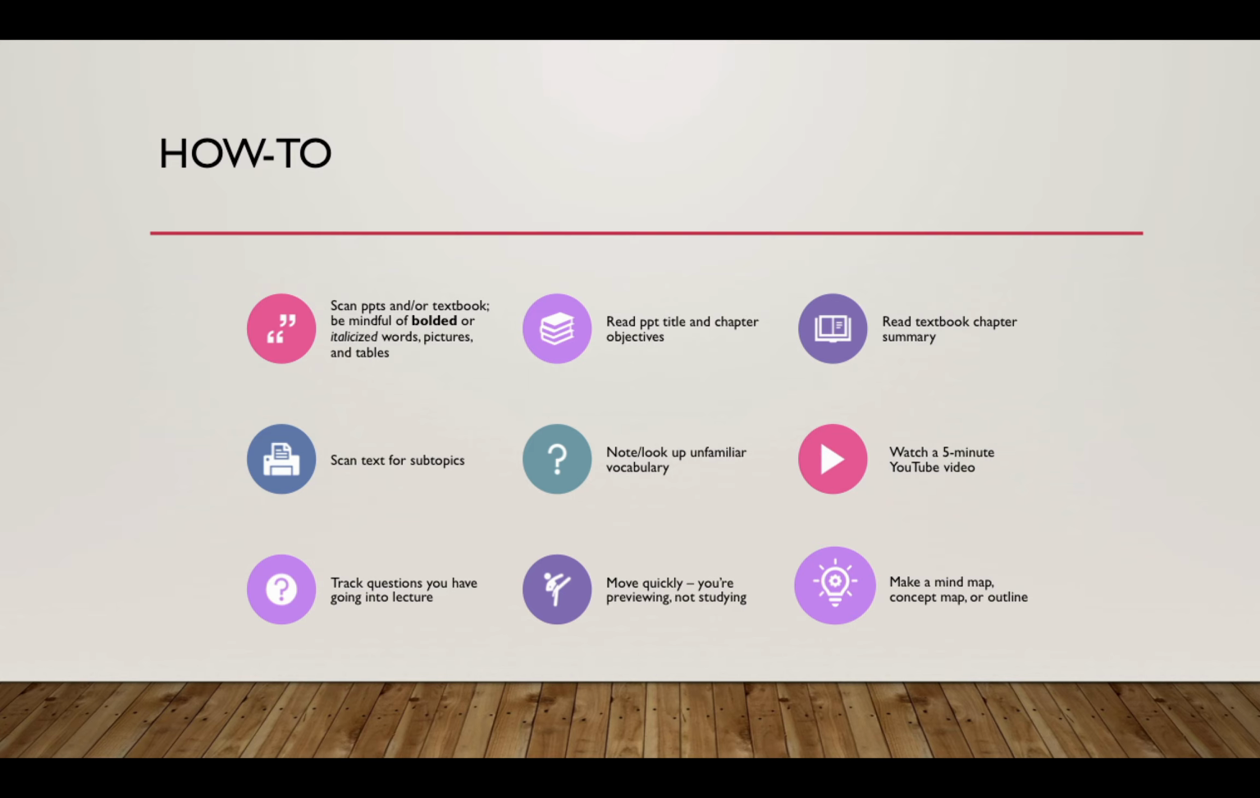follow the lecture. Number two, read the PowerPoint titles and chapter objectives. So one thing that I would do as a student is just go through the PowerPoint really quickly and just look at the titles of each slide. And that way you get a sense of what are the main points to this lecture. But you could also read chapter objectives if they have them in the text, or some teachers will put objectives at the beginning of their PowerPoint. Gives you a sense of what you're going to be covering and what to be ready for.